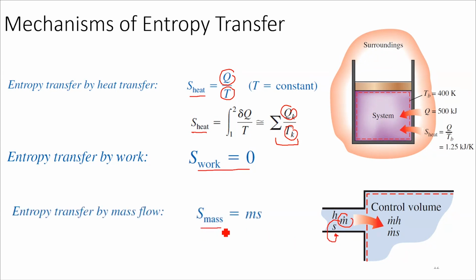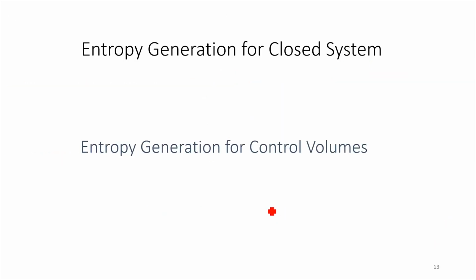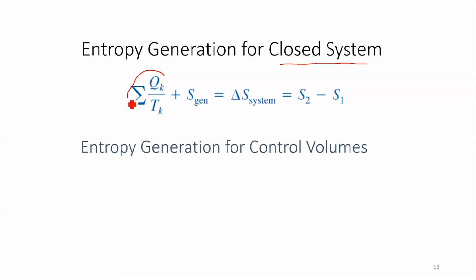So the entropy due to mass is essentially the mass which is entering the system multiplied by the entropy of the mass at that particular condition, pressure or temperature. When you have a closed system, the entropy generation is essentially expressed by entropy coming in or going out in terms of heat, plus entropy generation, equivalent to the change in entropy of the system as it moves from state 1 to state 2. For a closed system, you have ignored the entropy contribution due to mass. So mass is not there.